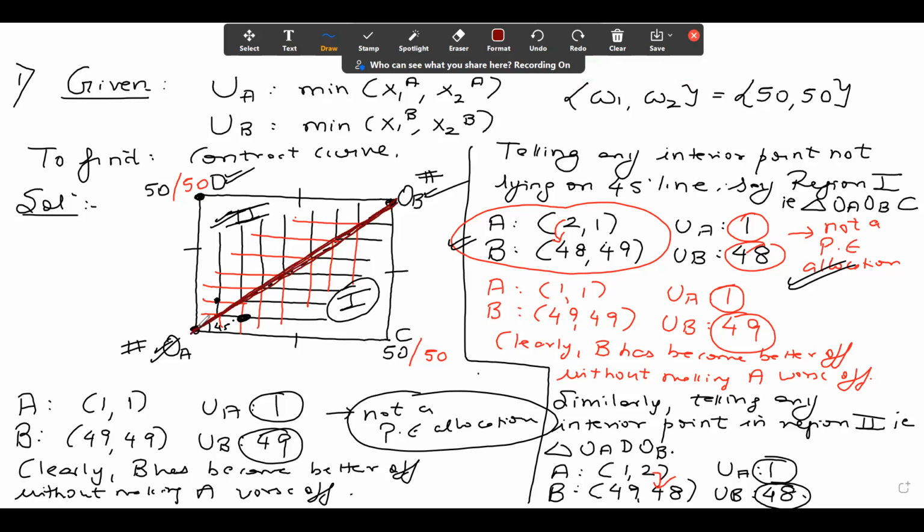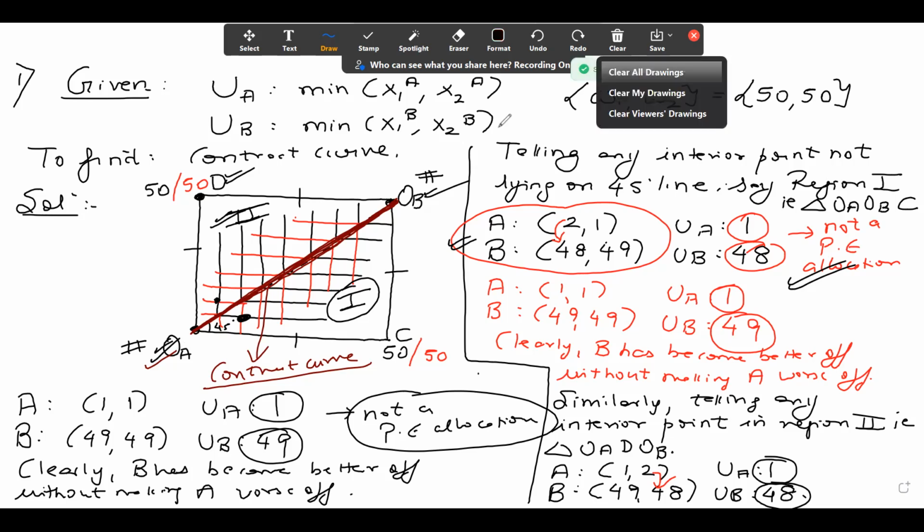So the brown line, which all of you can see on your screen, this is my contract curve, which is the set of all Pareto efficient allocations, including OA and OB. So the answer for this question is the 45-degree line is the contract curve for this question. Okay, hoping students have understood this. And what was the second part asking you?